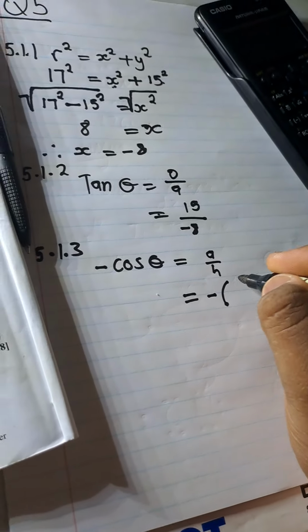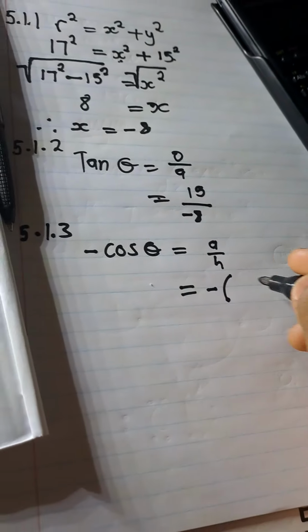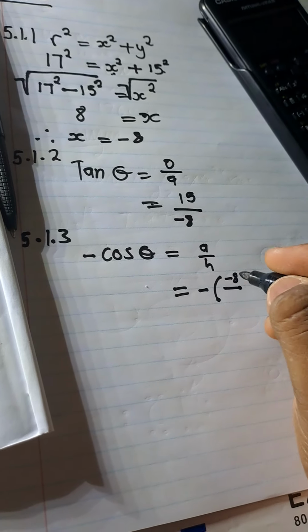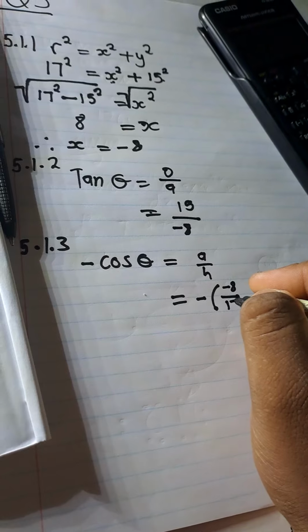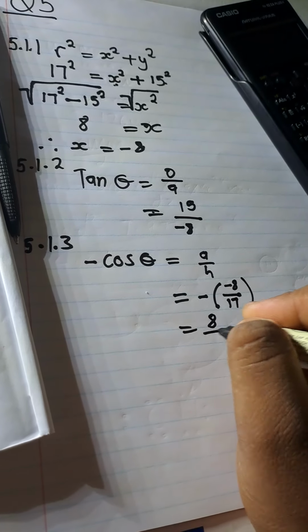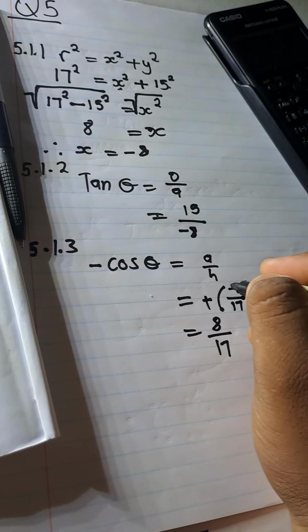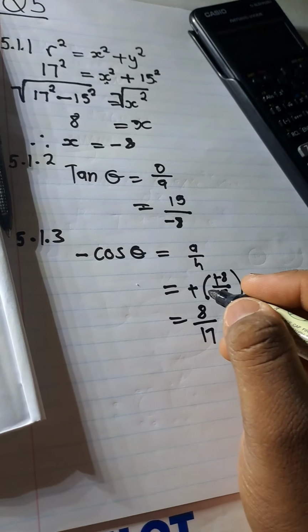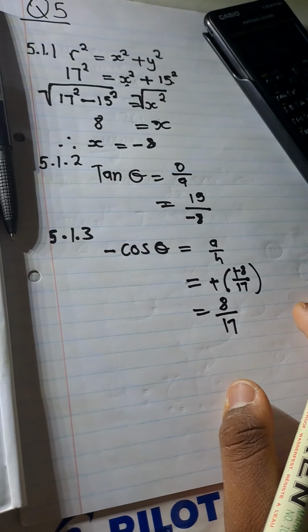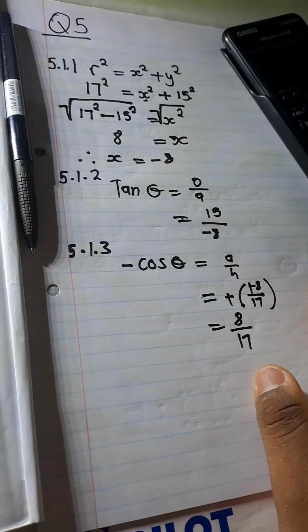So what is my x value there? X, which is negative 8. Since it is negative 8, I have to make another bracket, which is negative 8 over what? Hypotenuse, which is 17. Then I close my bracket. Then what is my answer? It is simply going to be 8 over 17, because a negative and a negative is equal to a positive. You must know that. Okay, then let's go to the next one.